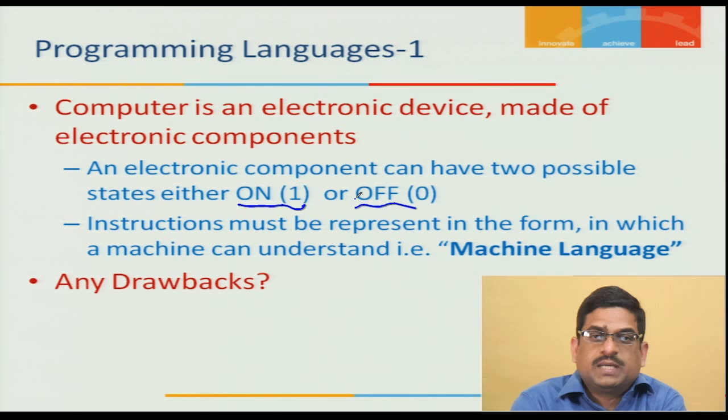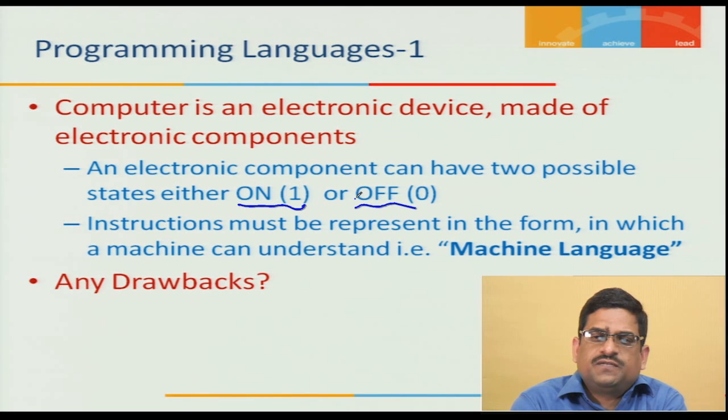If any 0 becomes 1 or 1 becomes 0, your whole solution of the program will change and you will not get the desired output, and the chances are there. It's not a human readable form of program.